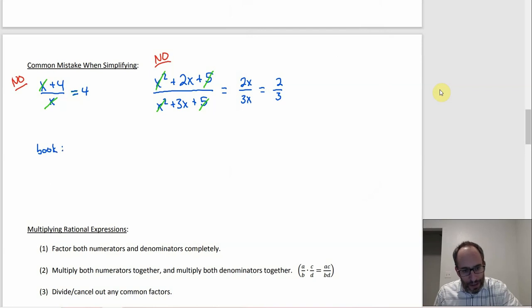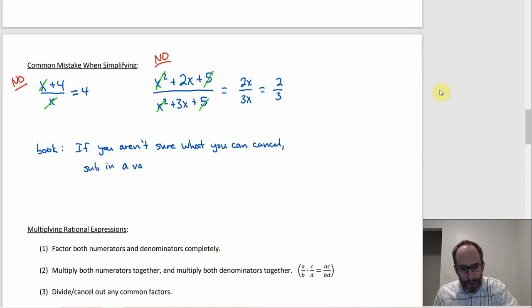is, if you aren't sure what you can cancel, sub in a value and see if you get the same thing on both sides.